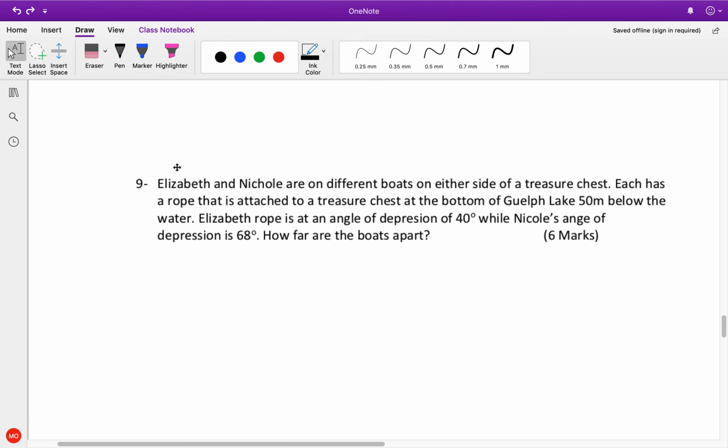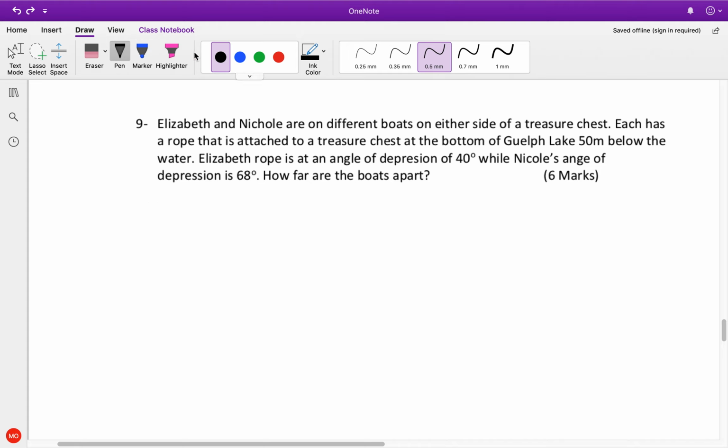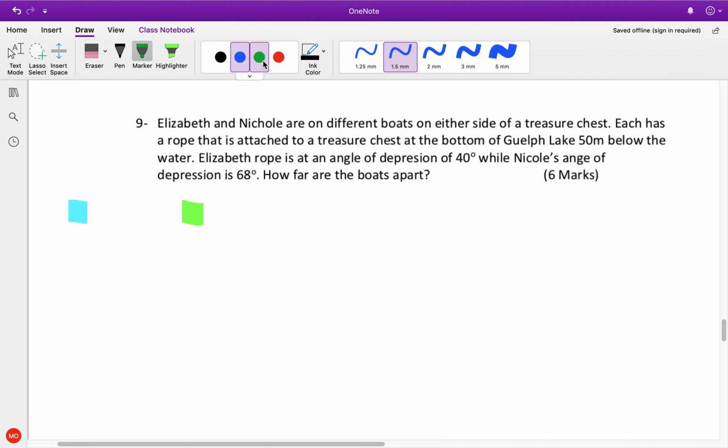Alright, so let's sketch out the diagram here. We have 2 boats, each on different sides of the treasure chest. Let's draw a little treasure chest, red. X marks the spot, right there. Each boat has a rope that's attached to the treasure chest at the bottom of the lake, 15 meters below the water.